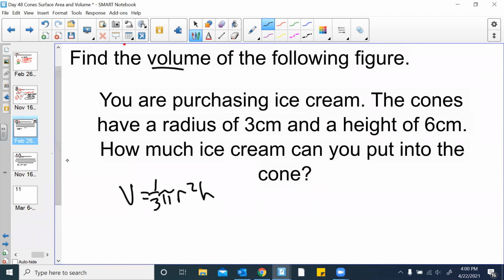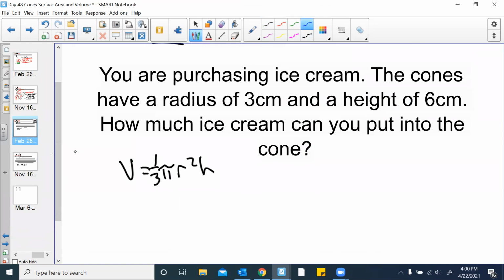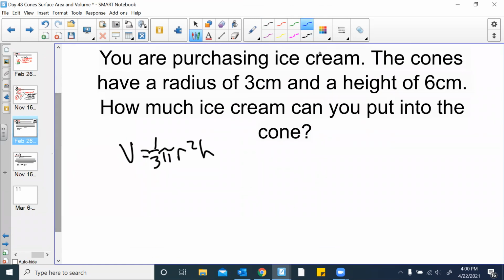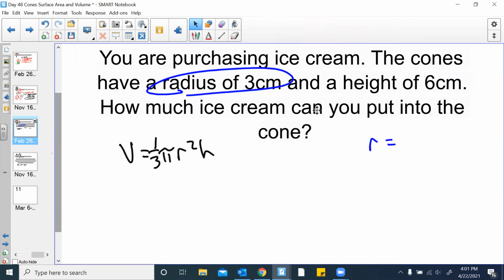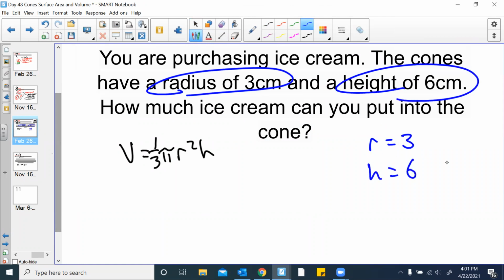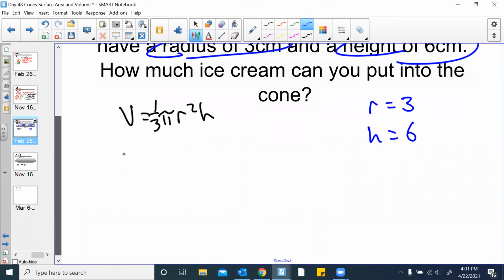All right, so let's do this volume one real quick. All you have to do is you're just looking for pieces. You purchase an ice cream cone, I don't care. The cones have a radius of 3 centimeters, so r equals 3, and a height of 6. That's it. I got all the pieces I need. How much ice cream can you put in the cone? All right, cool. Let's go.